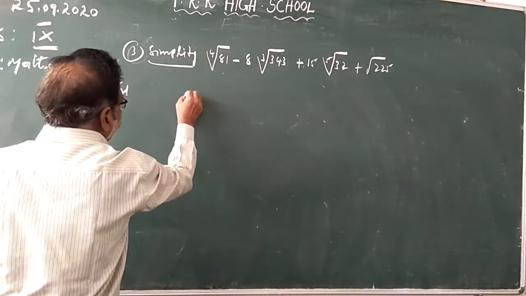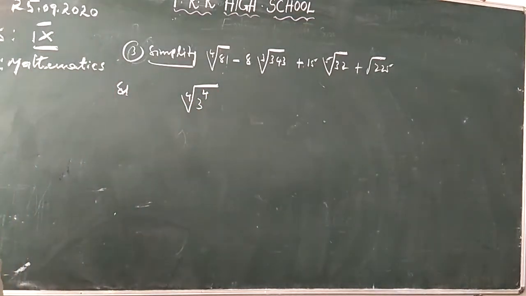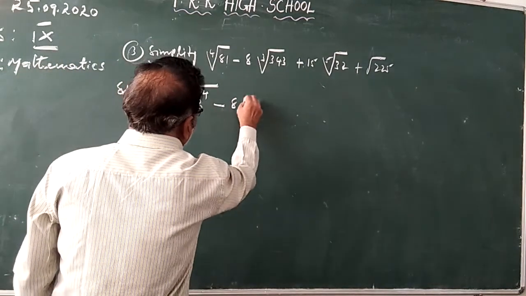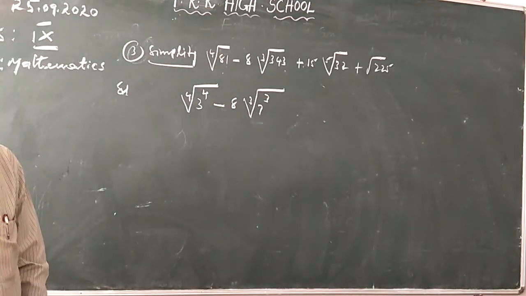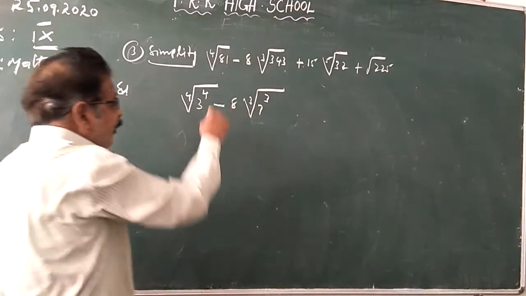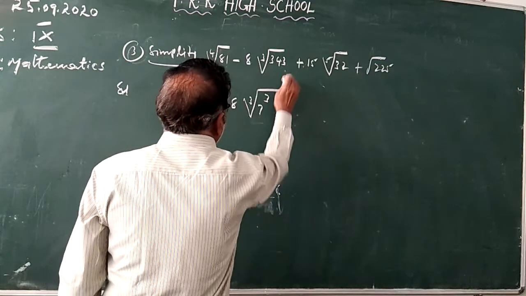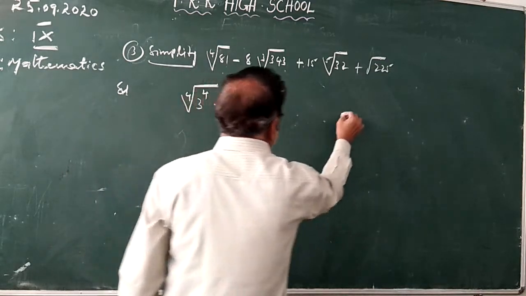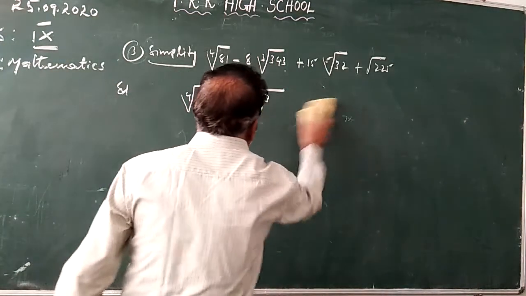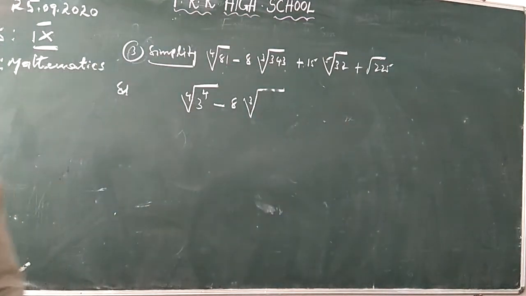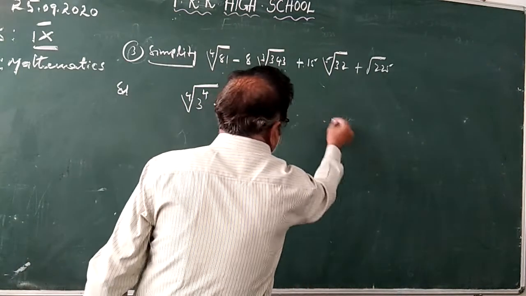So 4th root of 81: factorize 81. When you factorize 81 with 3, you get 3 to the power of 4, which means 81. Minus 8 cube root of 343 means 7 cube: 7 into 7 into 7, 7 7s are 49, 49 7s are 343. Factorize 343 like this.